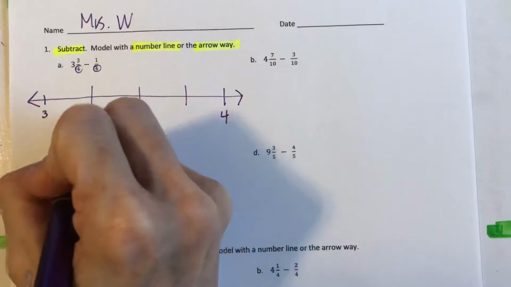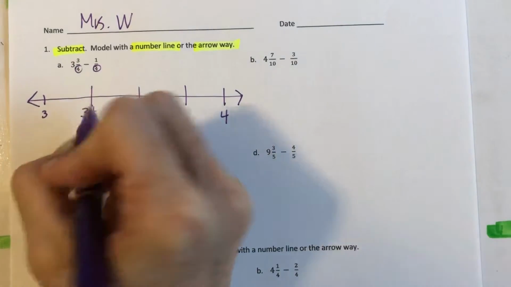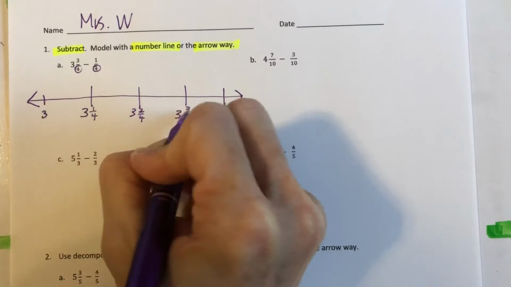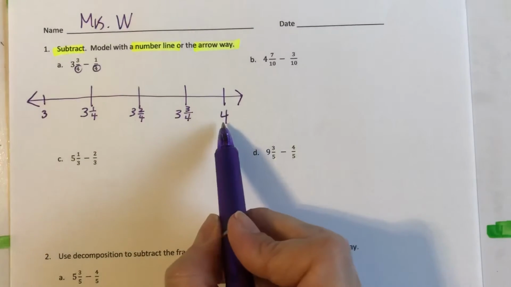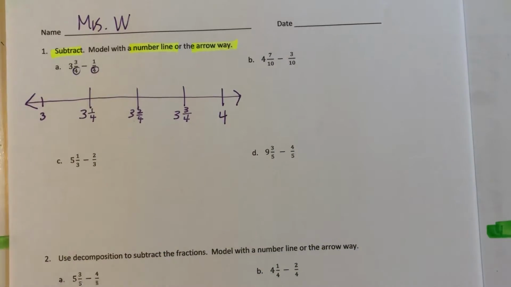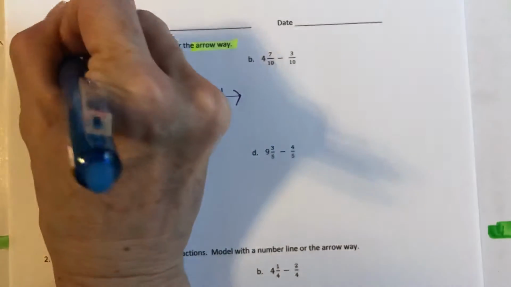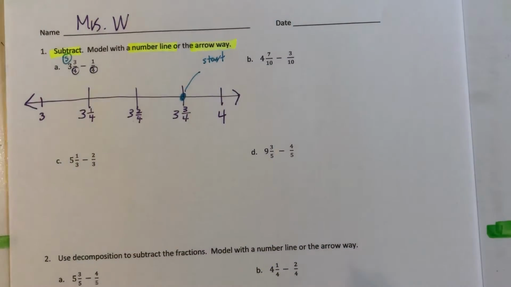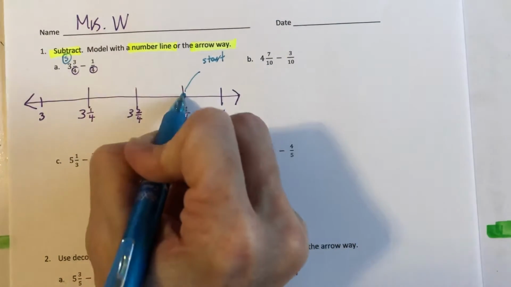And let's go ahead and label that 3 1/4, 3 2/4, 3 3/4, and then we reach our 4. So our starting point is right here with our big number, which is 3 3/4. So we want to start there. And you want to always remember to know where your starting point is before you go backwards. We start at 3 3/4.